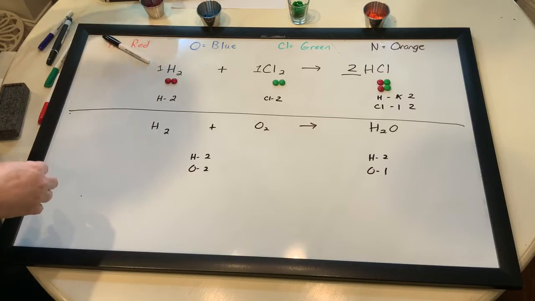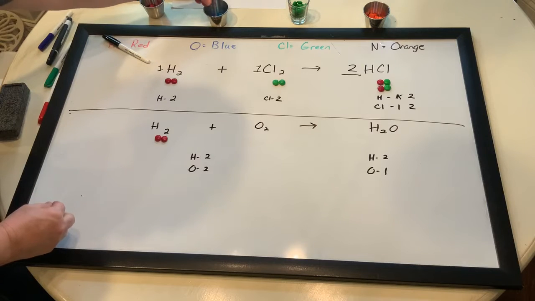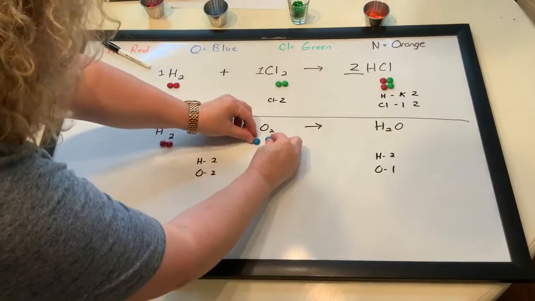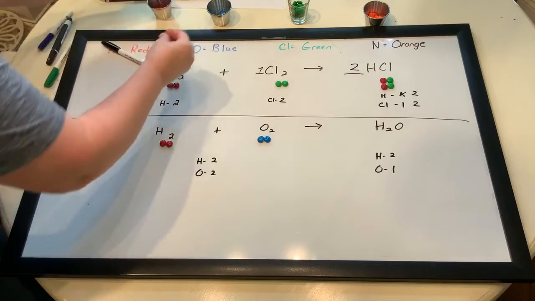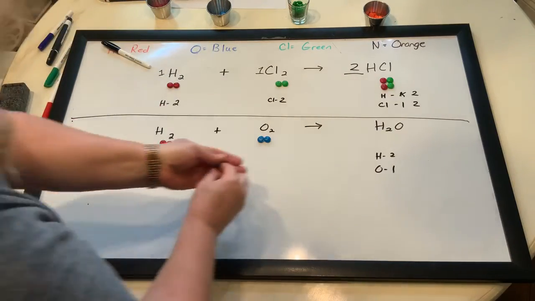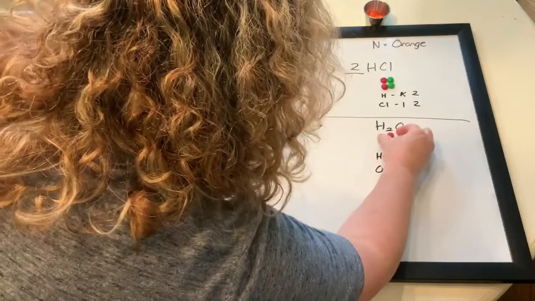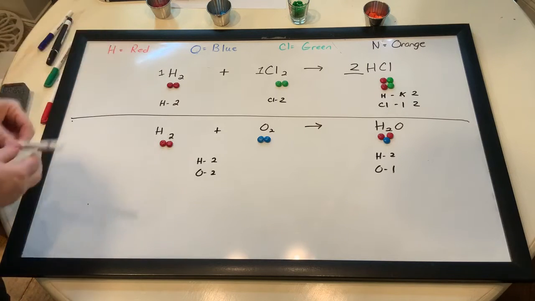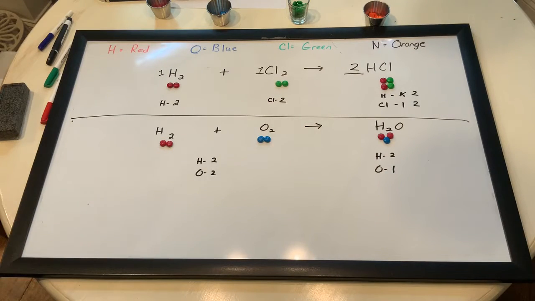So let's put our molecules down. I have 2 hydrogen. I have 2 oxygen. And yet, I have H2O. Are they balanced? No. What is missing? I have 2 oxygen on this side, but only 1 oxygen on this side. So what can I do to balance it?